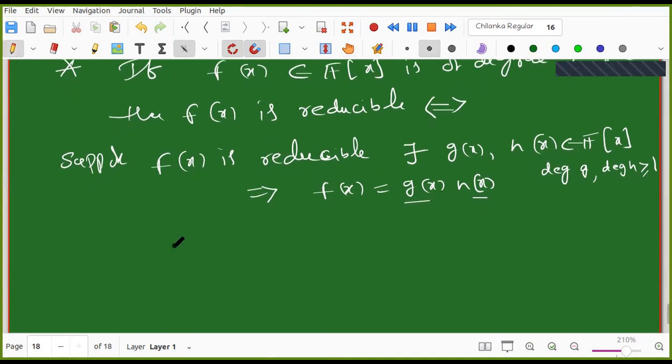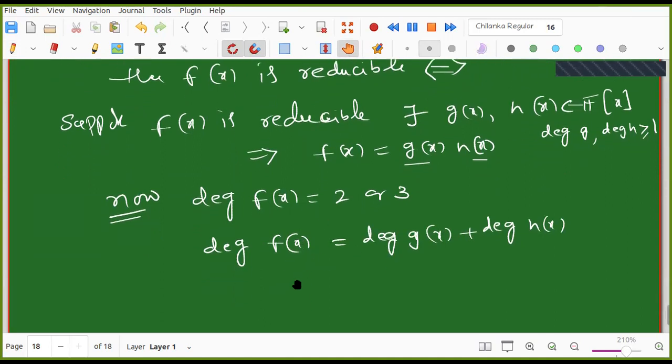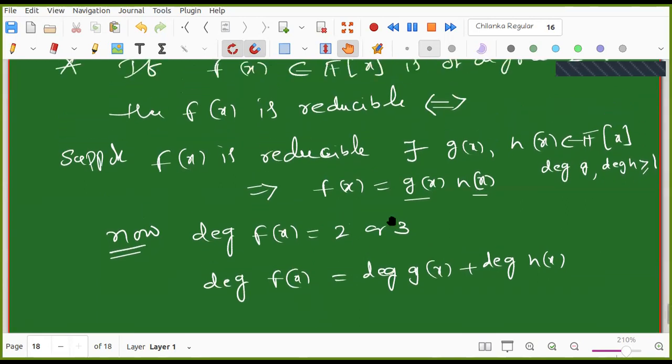Okay, now come to the question. Now I'll write one more step here so that we can fill this up. The degree of f is equal to 2 or 3, right? And also, in vector spaces and even in integral domains, we have the degree of f(x) equal to the degree of g plus the degree of h. I can prove it if you want, but we have this. Now my degree of f(x) is equal to 2 or 3. Now can you fill this up?